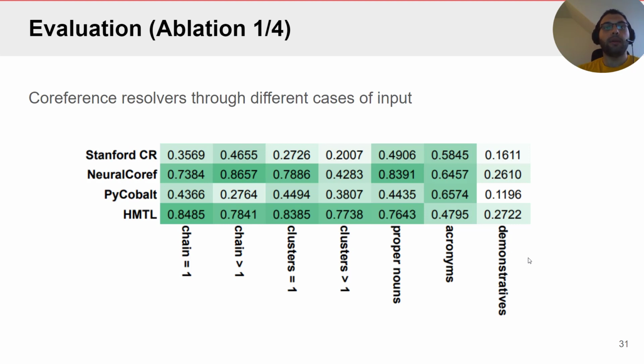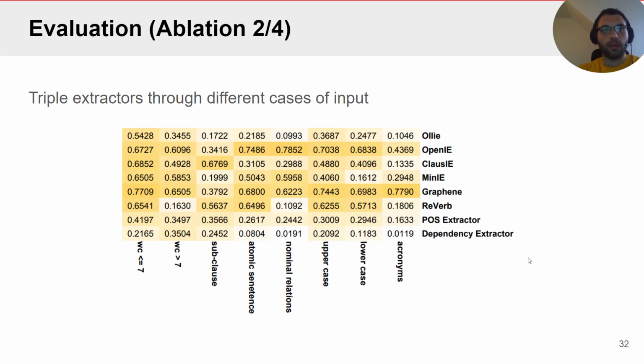From this heat map, we can see that neural coref and HMTL are the overall winners, but the values differ based on which criterion is in the text. Next up is the triple extractor. Here we focus more on the number of words, or WC. In the input sentence, the sentences with a higher number of words than 7 are considered complex sentences, at least depending on the data set we have.